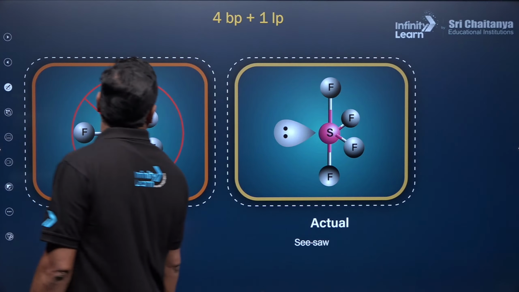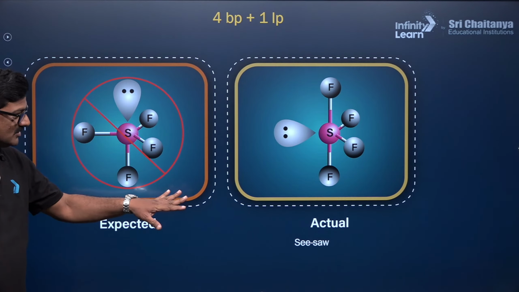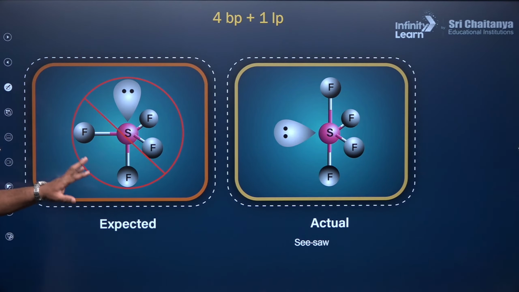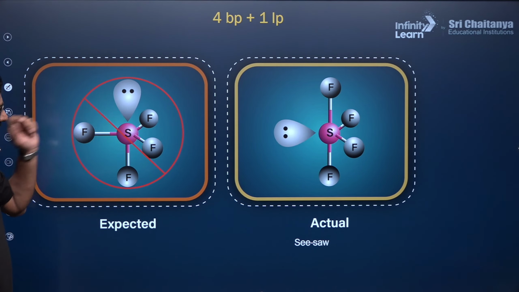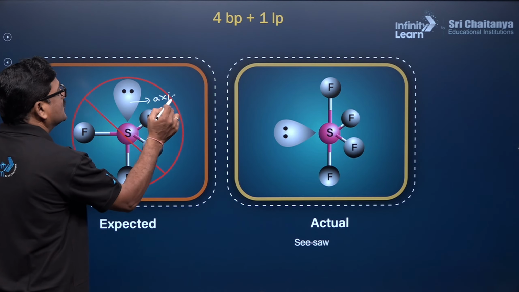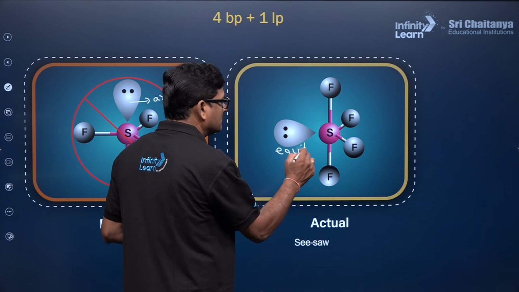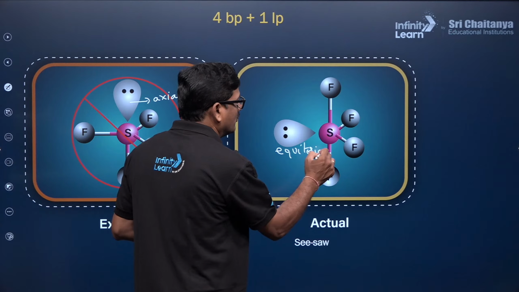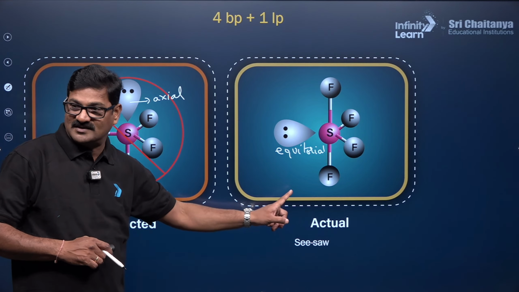Now you can see 4 bond pairs, 1 lone pair. My dear students, it is a trigonal bipyramidal structure. In this TGBP, the axial position is here, and the lone pair is present in the equatorial position. What do I want to say? It is an actual structure. It exists like this.